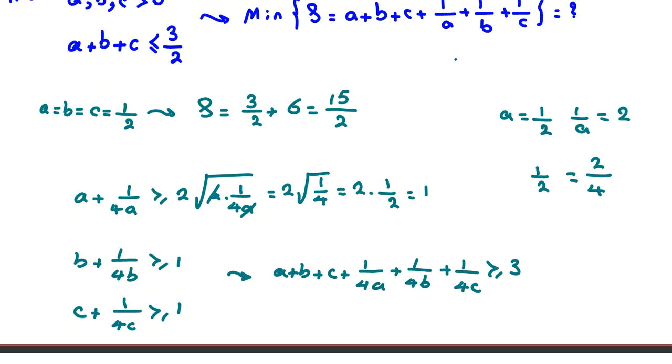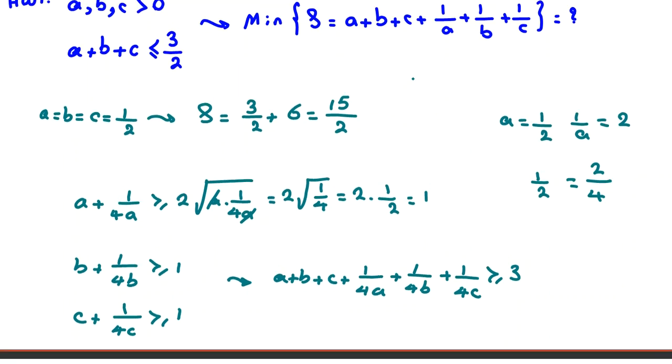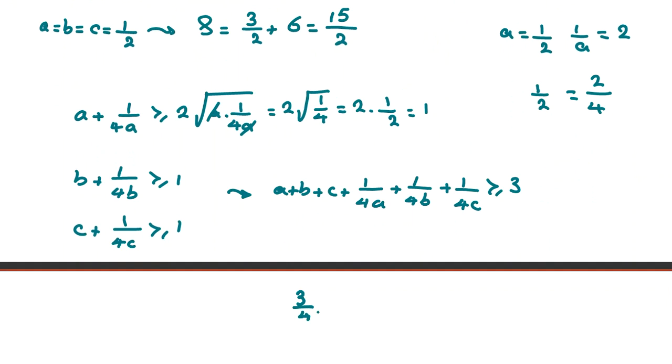Now, what is left from S? 3 over 4. So we should prove 3 over 4a plus 3 over 4b plus 3 over 4c is greater than or equal to what? To reach 15 over 2, we want 15 over 2 to be 3 plus 9 over 2. I want to prove it is greater than or equal to 9 over 2, because if I prove this, the problem will be solved.